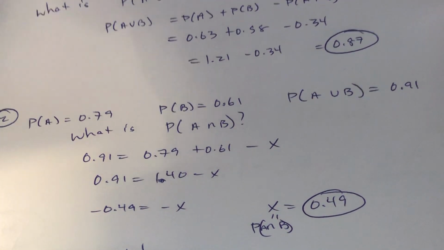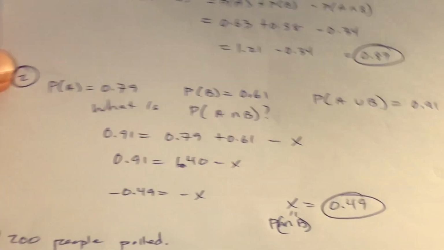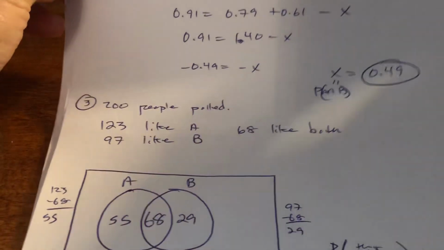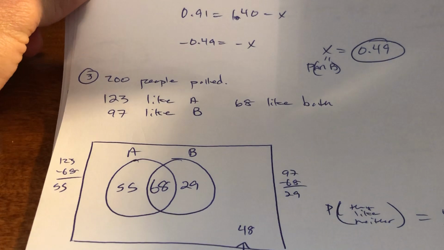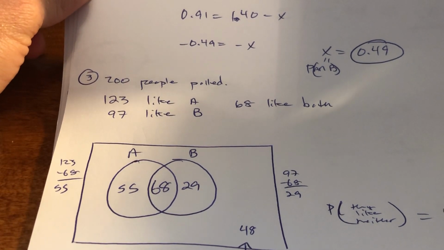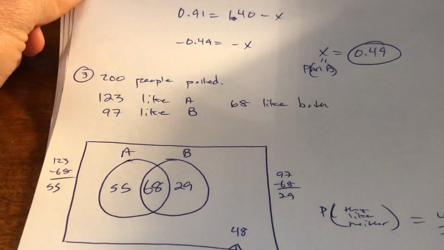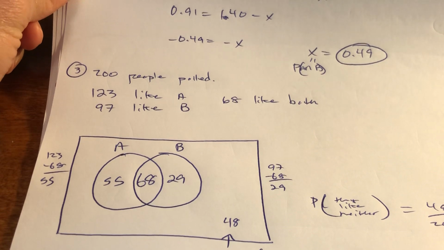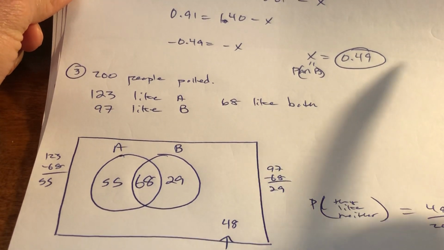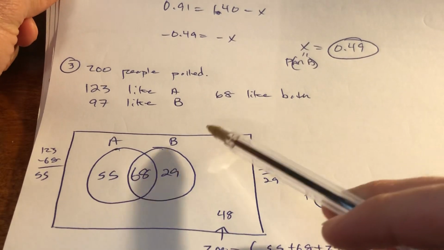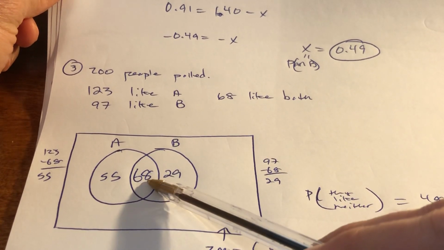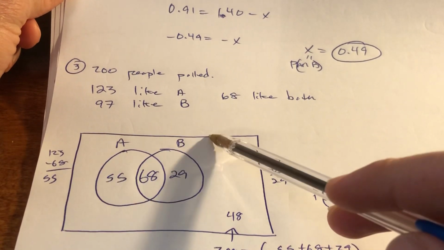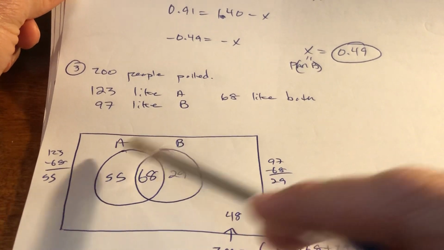All right, and lastly, we have a Venn diagram here. That was the second one. Make sure you have all this, so definitely pause it. You should still have time to get this in here. 200 people polled, so 123 like A, 97 like B, 68 like both. Something might be a candidate. So we could start with the 68 that like both. So A, B, always put this, whether it's a name of a candidate or a name of a school or just A, B, and C, always put something here.